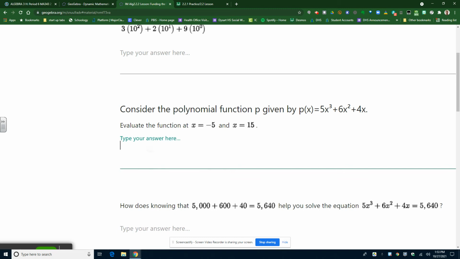So the way I'd like you to show it is P parentheses -5 close equals, was it -495? Yeah. And then just put a couple spaces. P of 15. Let's use the proper terms here. So we're using function notation. Was that 18,285? Comma, 285, because we're looking at a 5-digit number. Okay. All right.